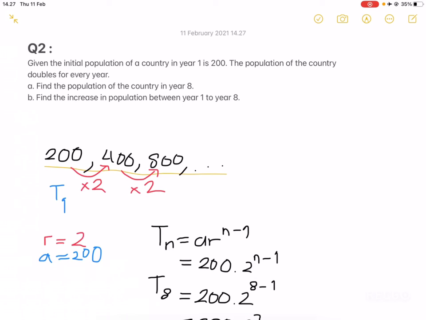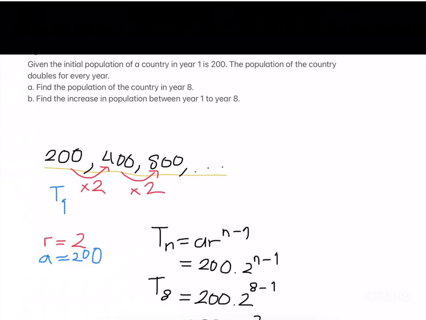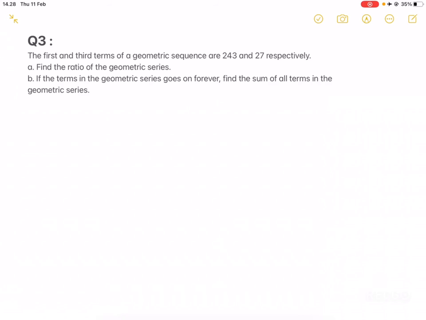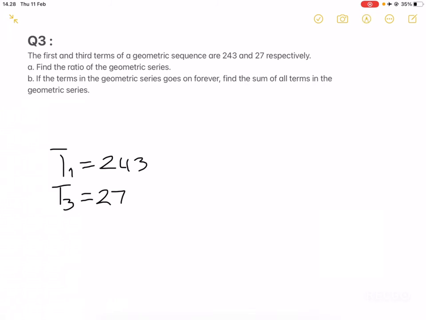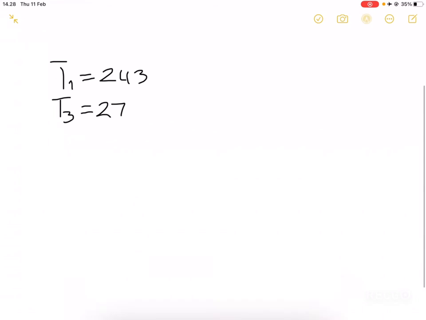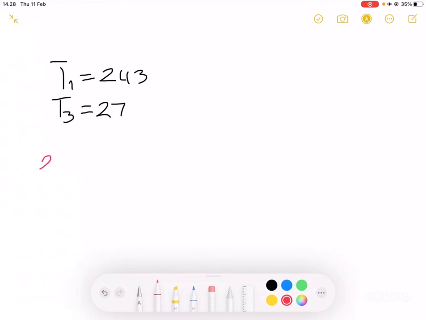Anyways, let's jump into the last example of this video. For the last example, the first and third terms of a geometric sequence are 243 and 27 respectively. So we know T1 is 243 and T3 is 27. We can just write the sequence. So we have 243, and then the second term we don't really know yet, so let's just leave a blank right here. And then we know the third term.